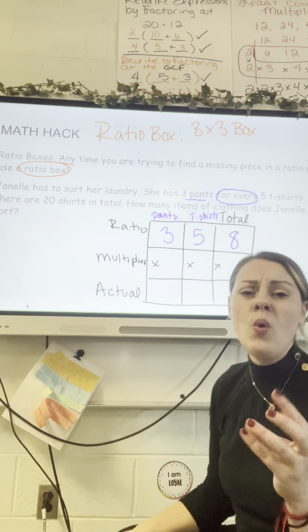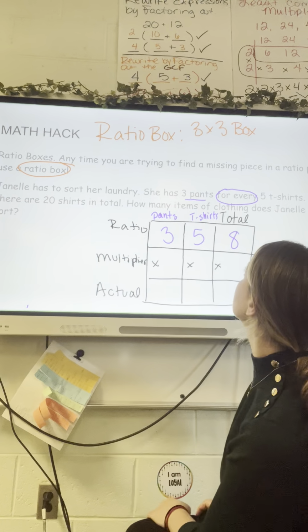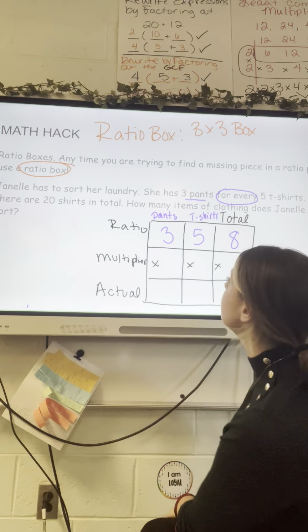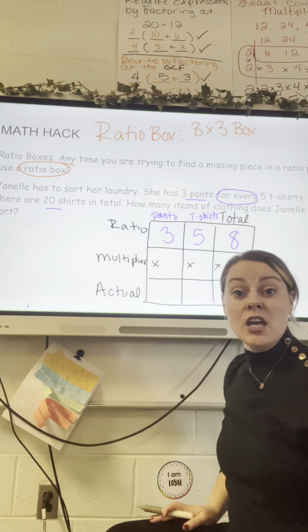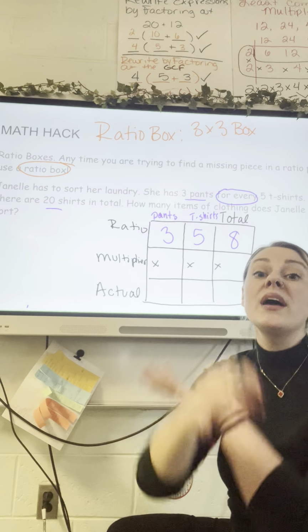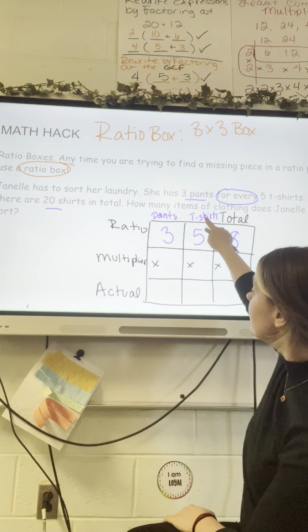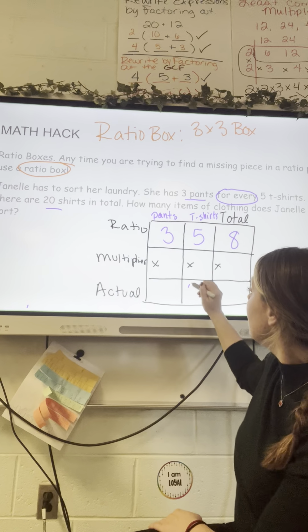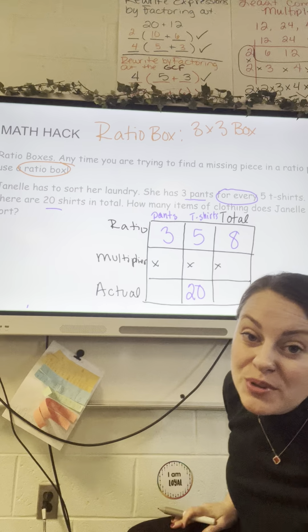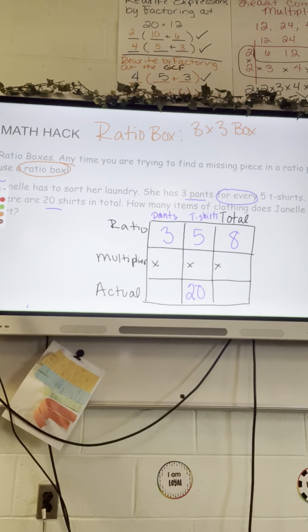Now, what other number did they give us in this word problem? That's not in my box. They gave us 20. And what does 20 represent? 20 represents the total amount of shirts she has. So I find shirts, and the total amount of shirts that I actually have is 20. Are you guys ready for this? All right, let me actually get up this time.